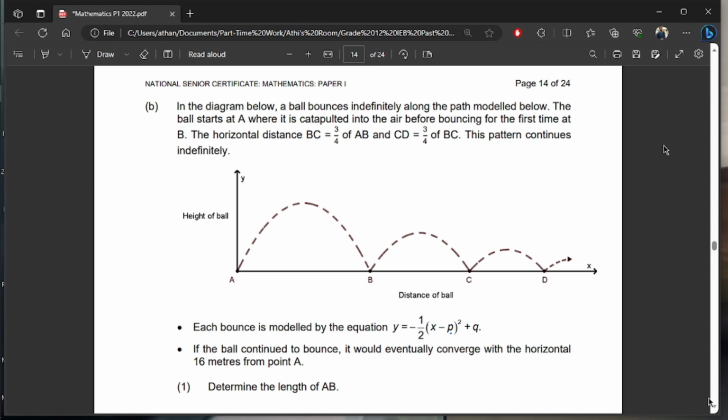Okay, guys, question B. Let's see what they want here. Let me get my pen. So in the diagram below, a ball bounces indefinitely along the path modeled below. I can see the ball starts at A, where it is catapulted. Yay, this is English, guys. Let me search what this word means before we do something we don't know. So it's catapulted.